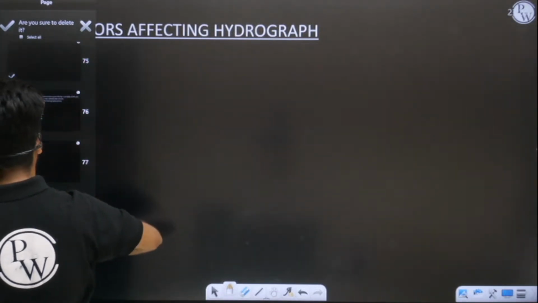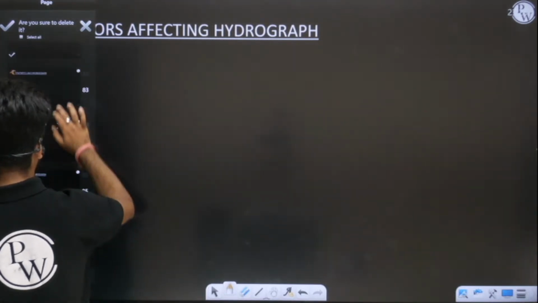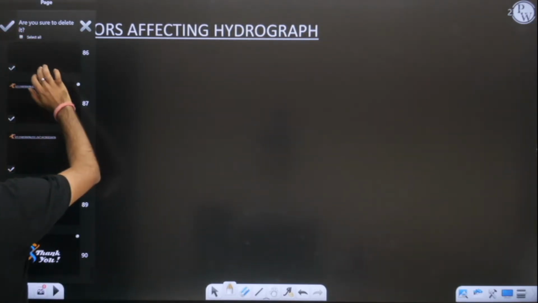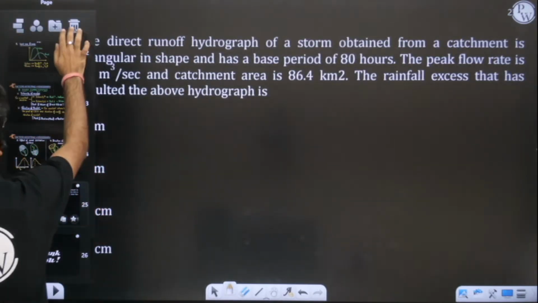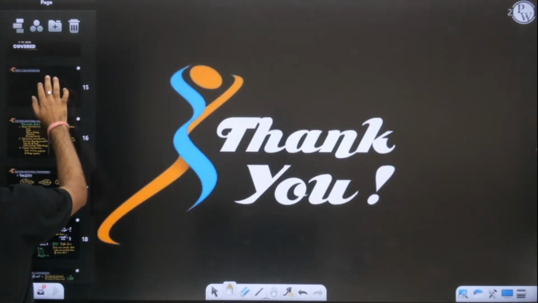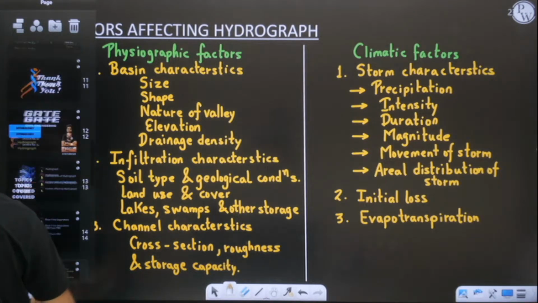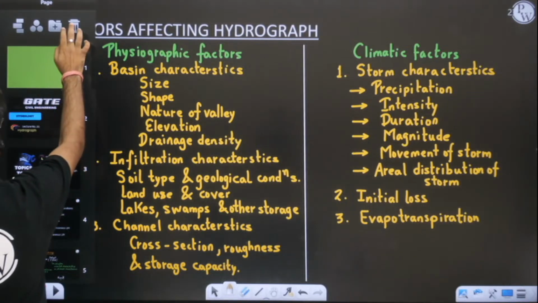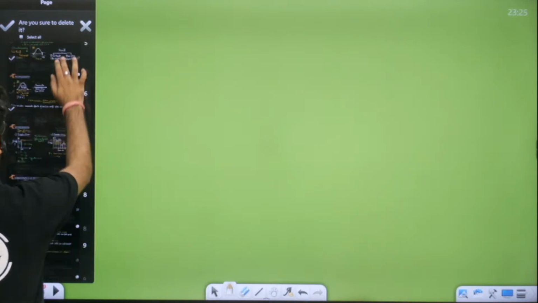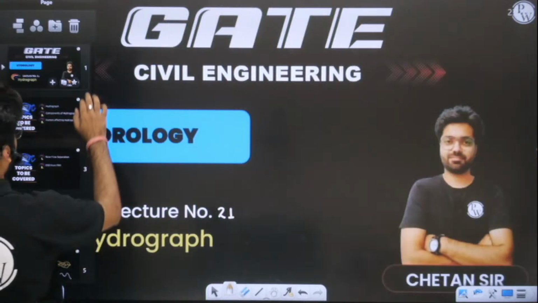Tomorrow is Saturday, so obviously there will be no class, but I will try to take a class. If there is a class, I will let you know, because one day the class was not there. So I will try to ensure that tomorrow there is a class, so that proper content is received by all of you. Okay, so these were the factors that we discussed today.